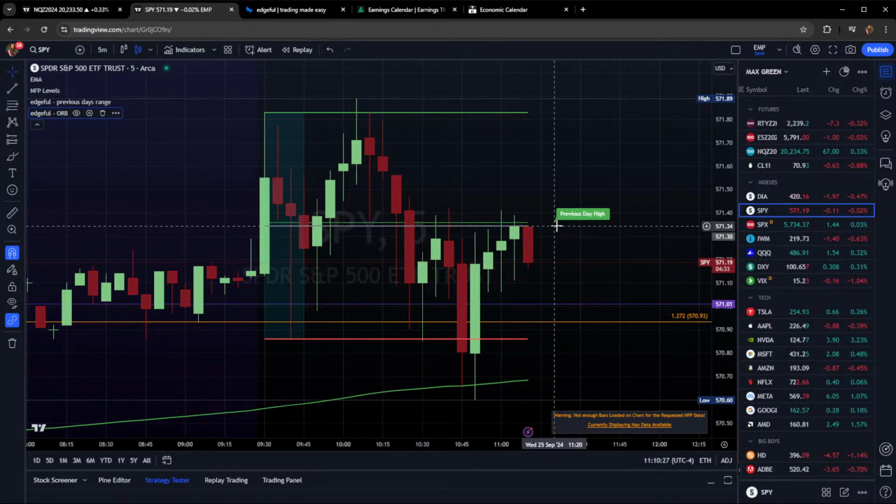The midpoint of that orb right there. And I trade mostly with Top Step on funded accounts.